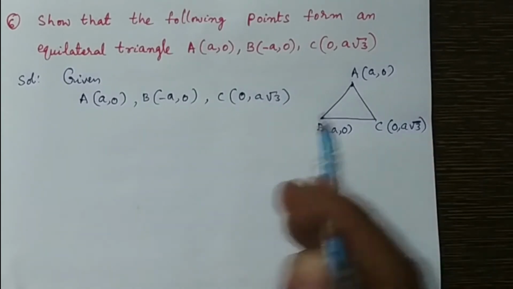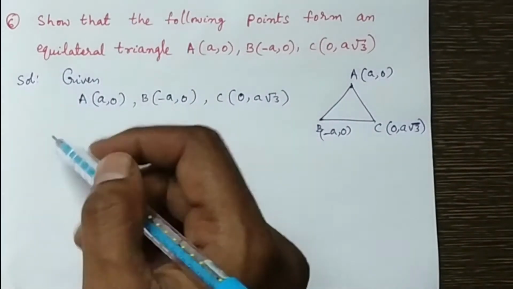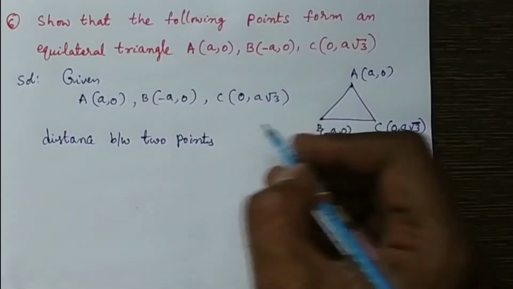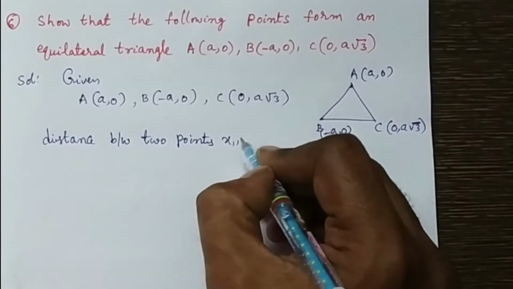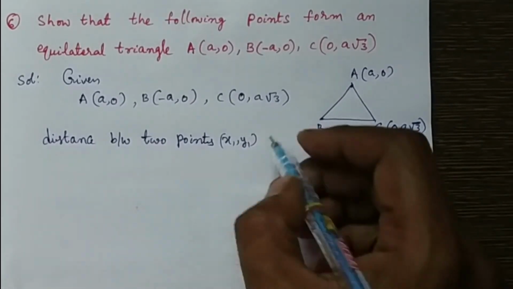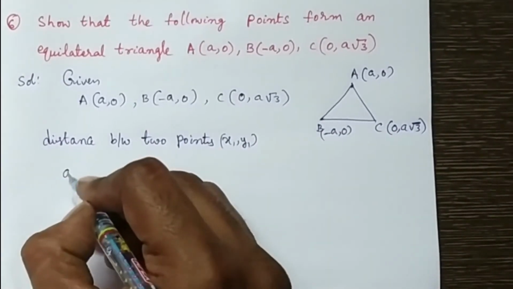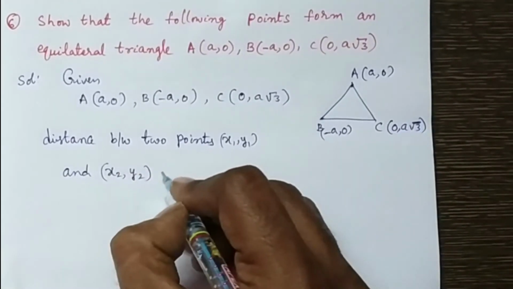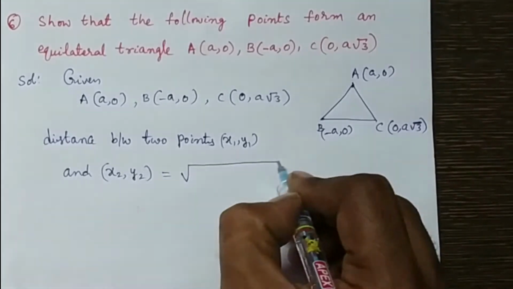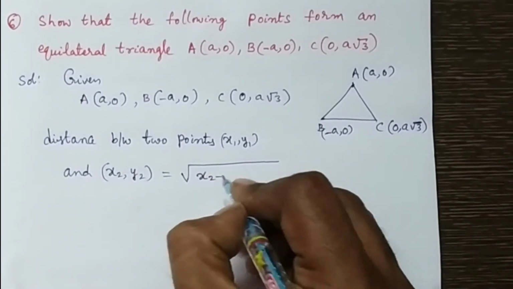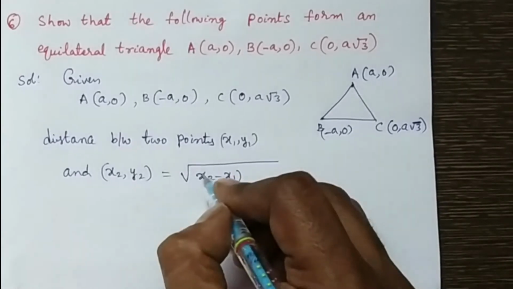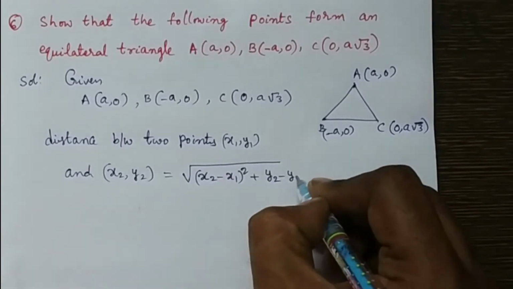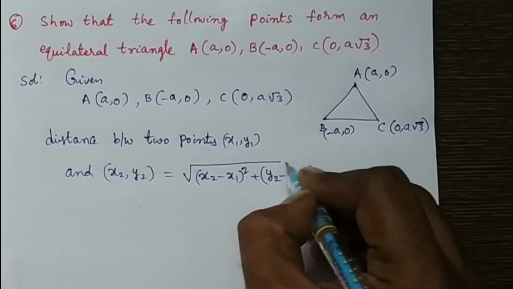So let us go to the distance formula. The distance between two points, the first one x1 comma y1 and x2 comma y2, is equal to the square root of (x2 minus x1) whole square plus (y2 minus y1) whole square.